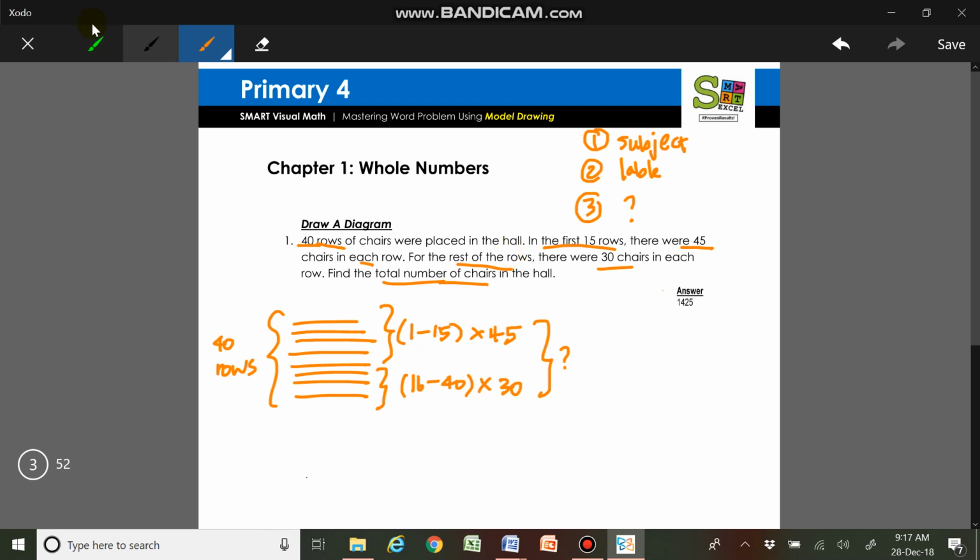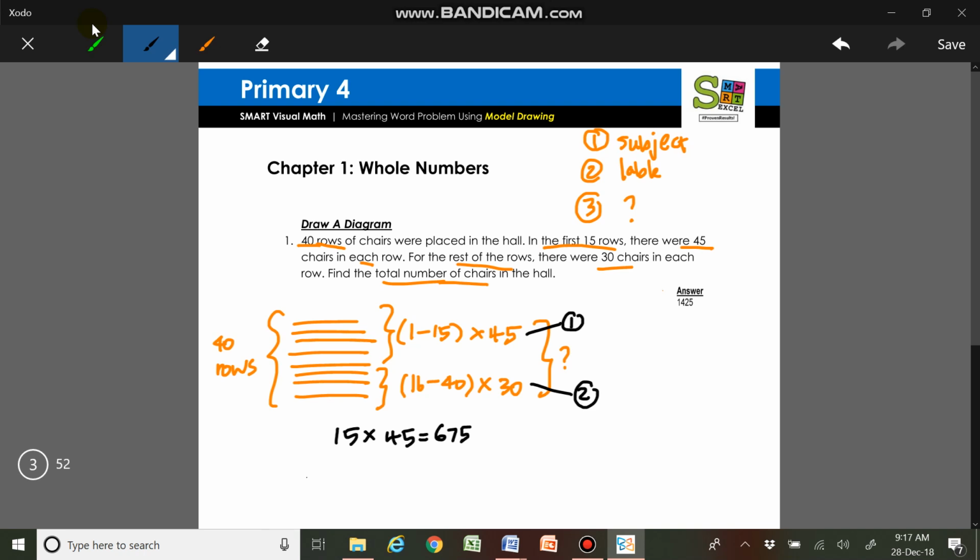So from here it is quite obvious that we need to find this one, our first equation. We need to find this, and after that we add up together. So for our first equation, it is the 15 rows, we multiply by 45. This will give us 675. And for the second equation, it is from 16 to 40.